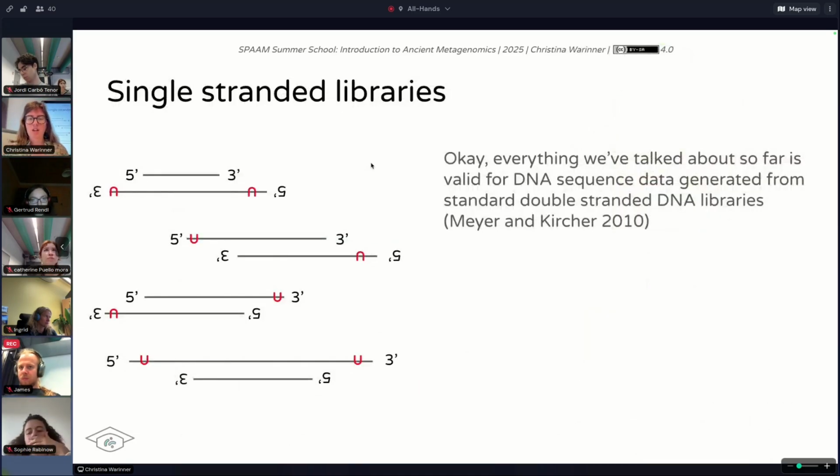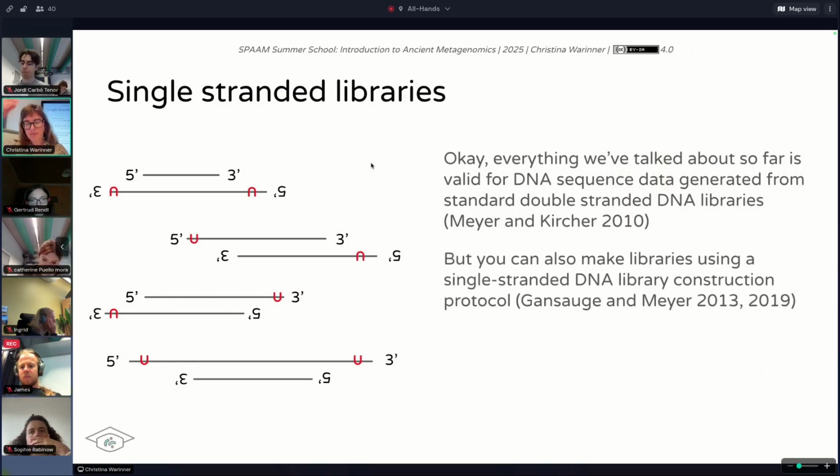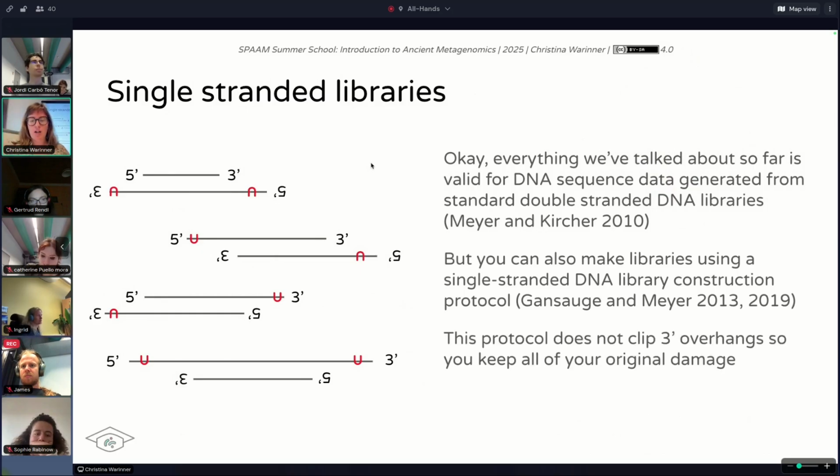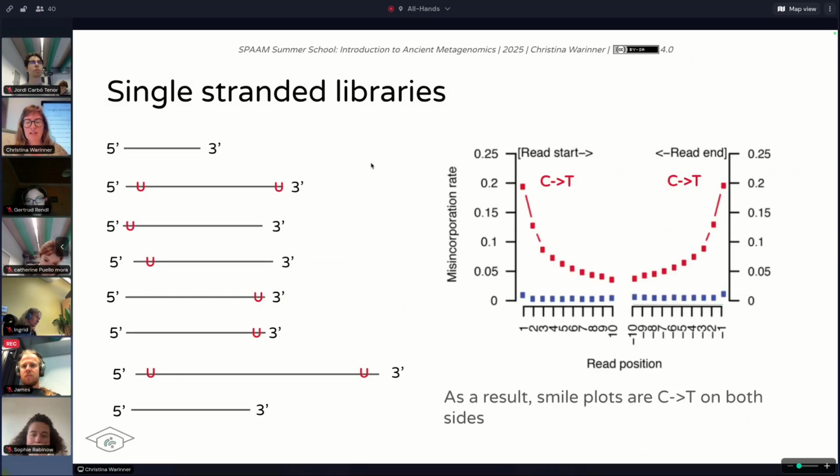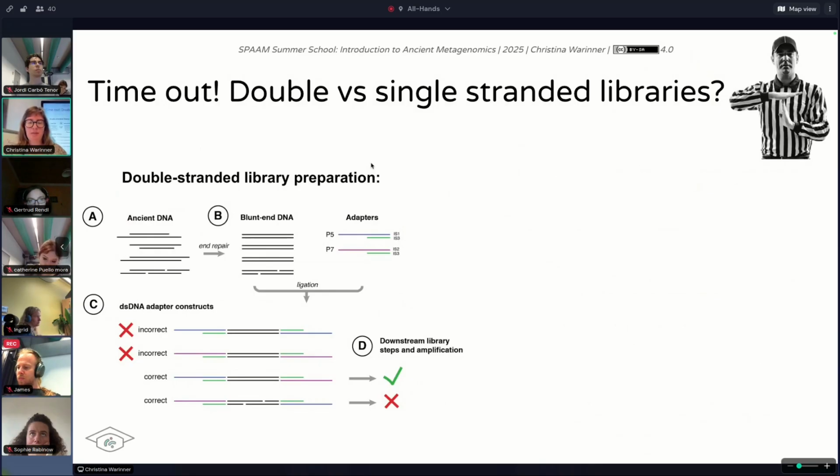All right. So everything we've talked about so far is valid for DNA sequence data generated from standard double-stranded DNA libraries, but increasingly people are also using what are called single-stranded libraries. And this is more efficient for recovering shorter DNA, and it also often can recover more endogenous DNA. In this one, you do not clip off the 3' overhang, so you keep all of your original damage. And as a result, for single-stranded libraries, you're going to see that C to T misincorporation on both sides of the molecule. So you're going to have a little bit of a different damage pattern.